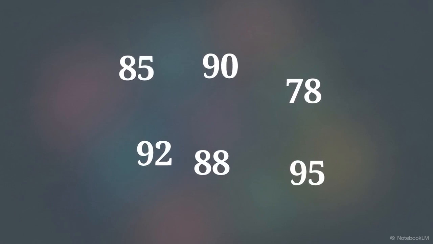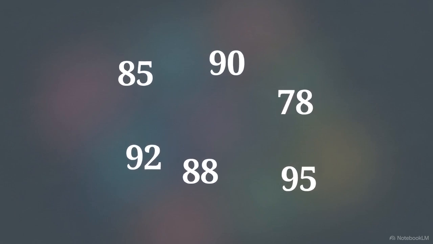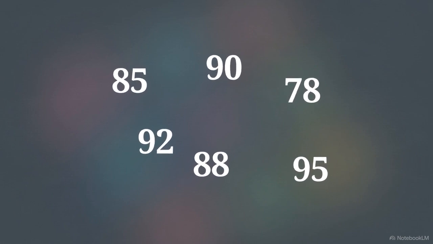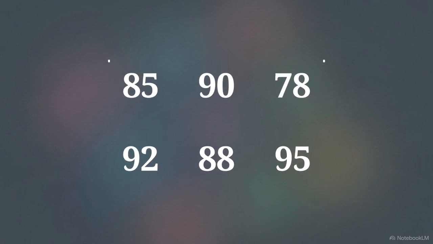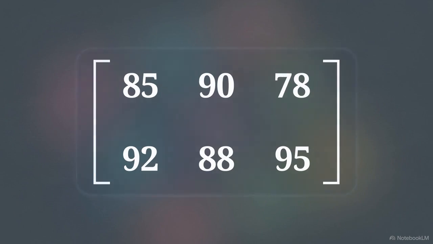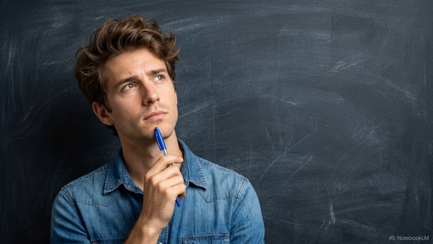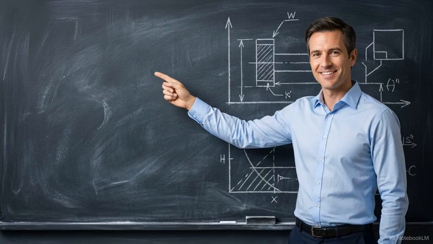Take a look at these student test scores across two subjects. Right now, it's a loose collection of numbers floating on the board. To treat this data as a single unit, we use these brackets. They act as a boundary, defining this specific group of numbers as a matrix. So the brackets are just there to hold the numbers together? Precisely. They indicate that everything inside follows a specific set of mathematical rules.